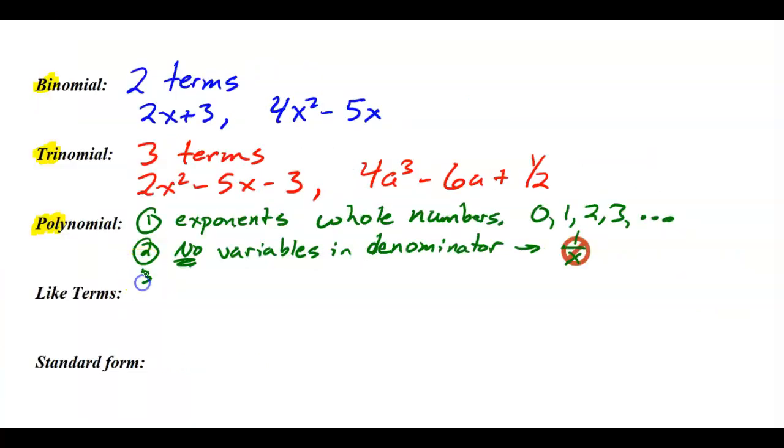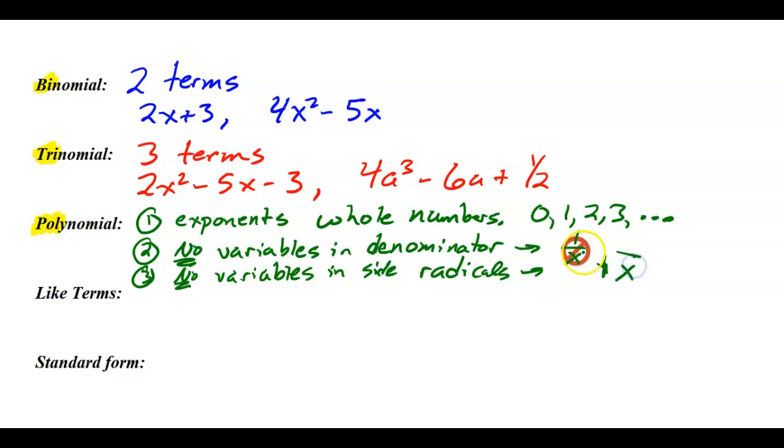So 3, no variables inside radicals. So also if I have square root of x, that is also a no. Okay.